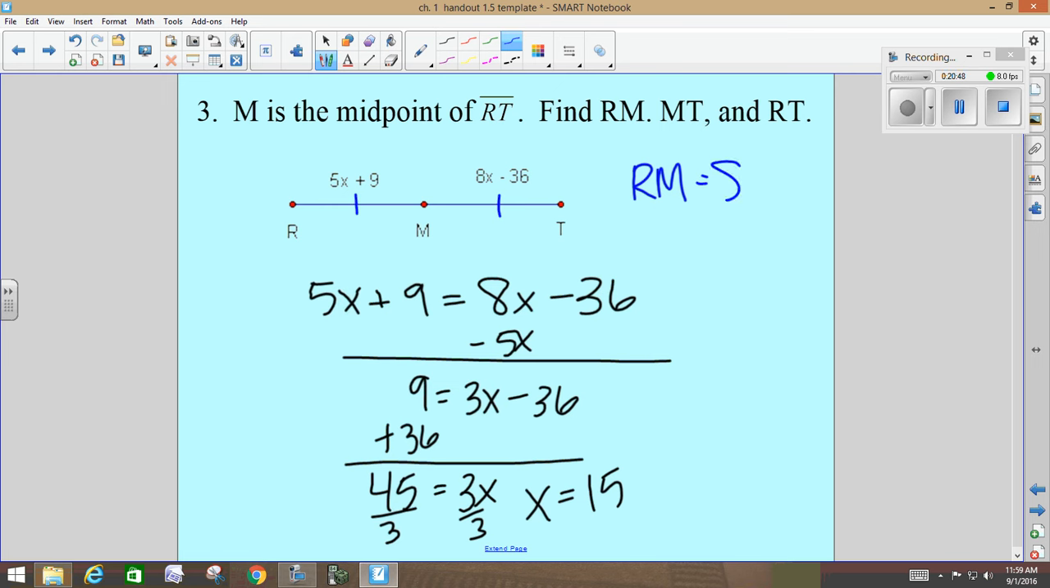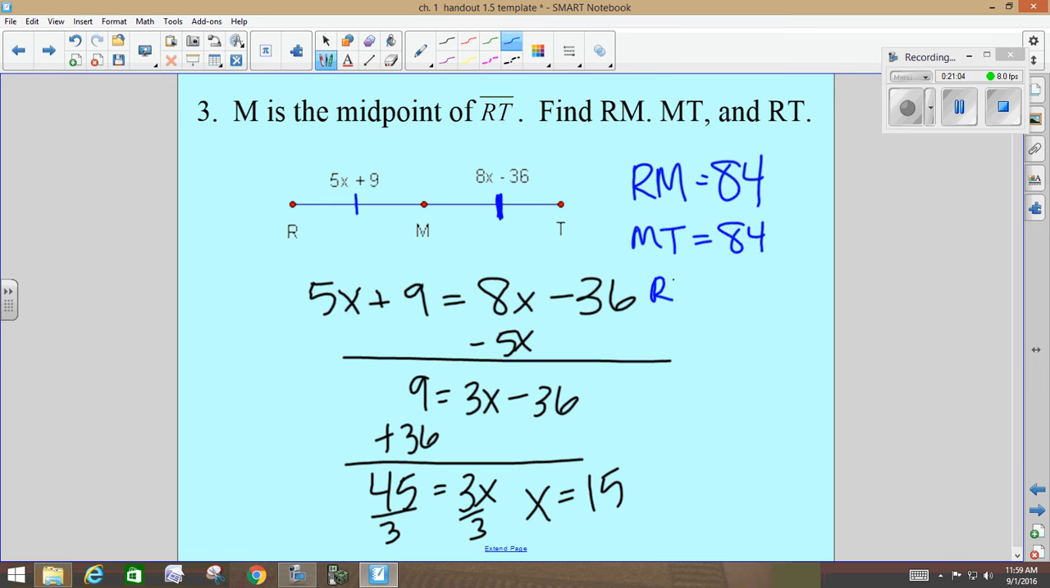84, good. RM, the left side, is 84. Sophie, what's MT then? Why? MT is right here. Good, it's 84 because they're congruent.